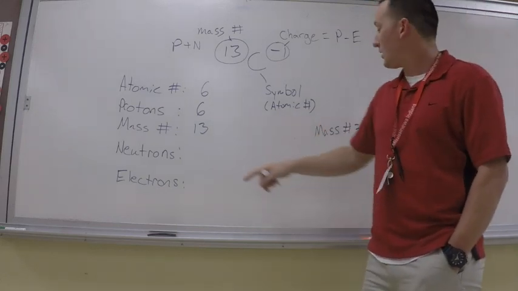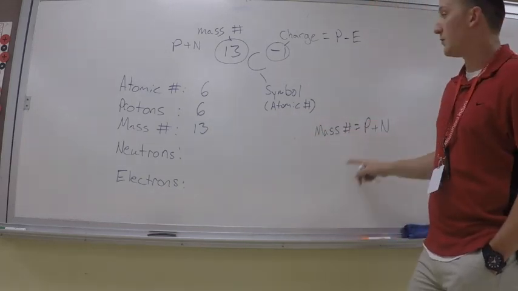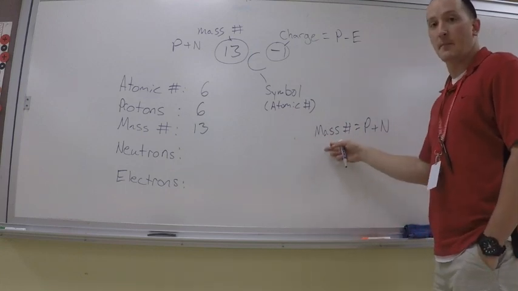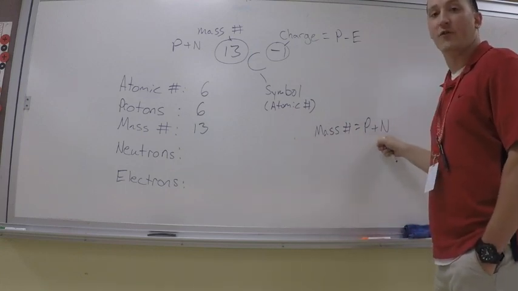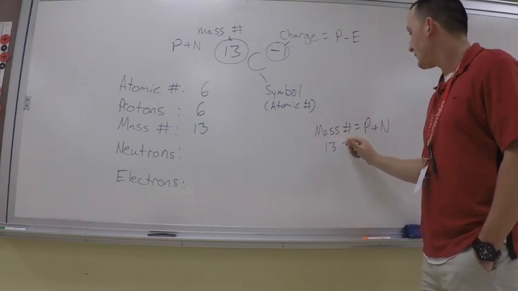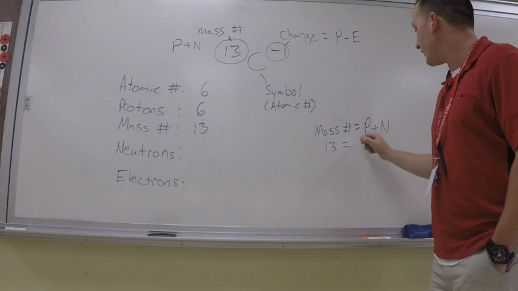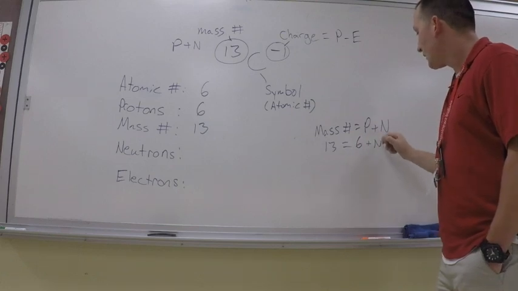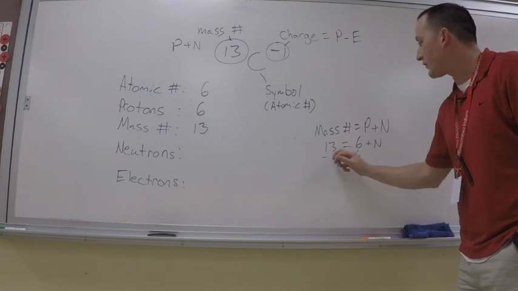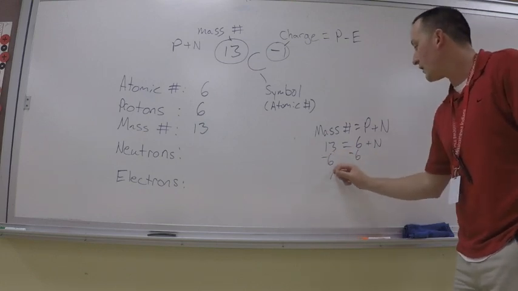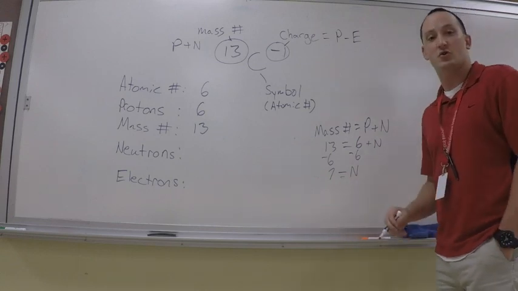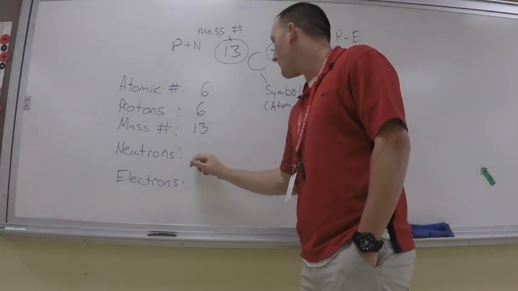Okay? Well, we know the mass number, right? We know it's 13, and we also know the protons. That's 6. So I can actually plug in my mass number and my protons here and then solve for N. So my mass number is 13. My protons is 6. And now I just have a really simple equation to solve. So I subtract 6 from both sides to try and get N by itself, and I get that 7 equals N. What that means is I have 7 neutrons. So I'm going to put that in right here.